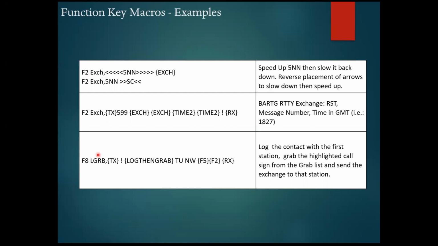A friend of mine here in South Carolina shared this example with me. And what he uses is these little arrow keys to speed up. And you've probably heard it when you're contesting. Somebody will blast 5NN at you at like 50 words a minute. And that's what this does. It speeds it up, sends 5NN from where you normally were on your CW speed, and then it slows it back down to send the exchange. And he also does the same, slows it down and sends SC to make it easier to get.